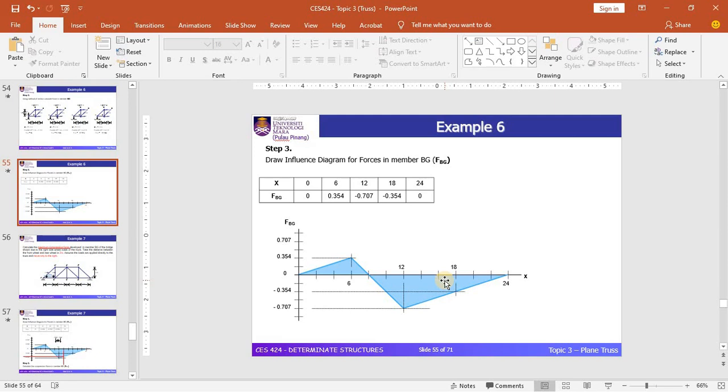In the next lecture, we will discuss in detail how we can use this influence line diagram for the truss for the real moving load, I mean the vehicle load. I think that's it for this session. We will continue to apply this particular influence line diagram for truss in the next session. Okay, thanks for listening.